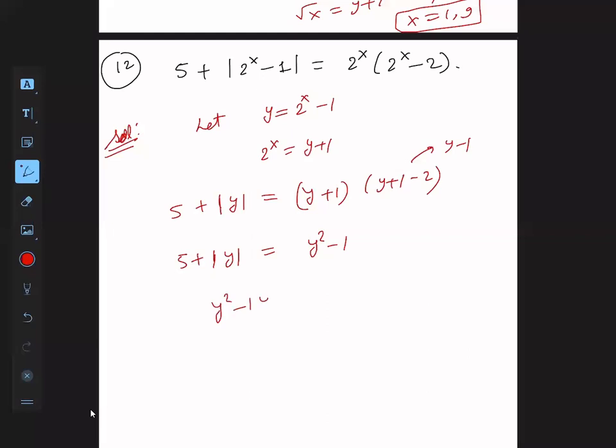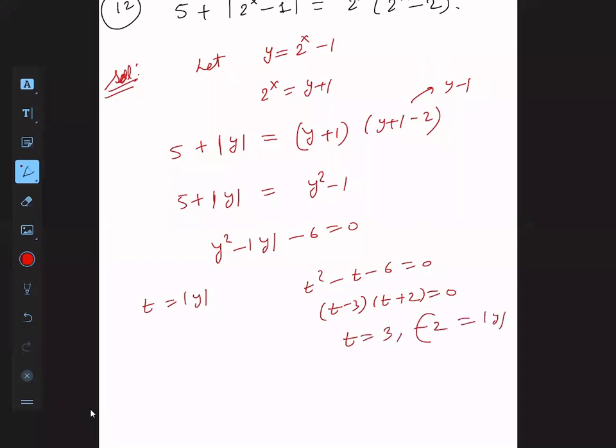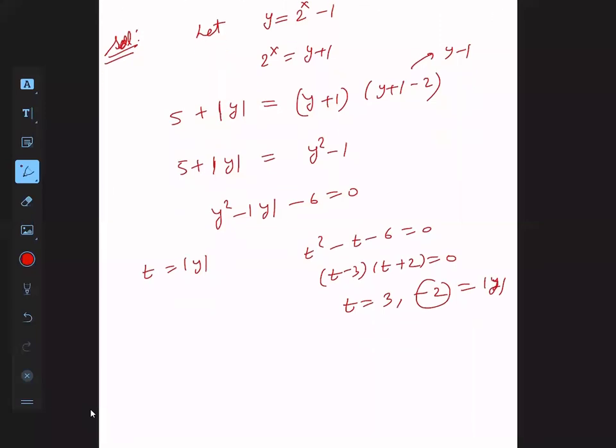So y square minus mod y minus 6 is equal to 0. So let t is equal to mod y. So this will become t square minus t minus 6 is equal to 0. That is t minus 3, t plus 2 equal to 0. That is t is equal to 3 or minus 2. But it cannot be minus 2 because t is equal to mod y, and mod y cannot be negative. So y is equal to plus minus 3.